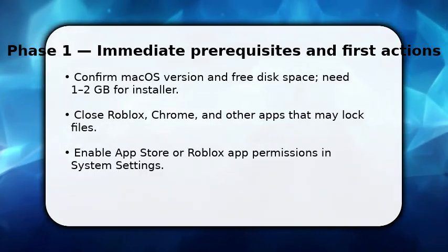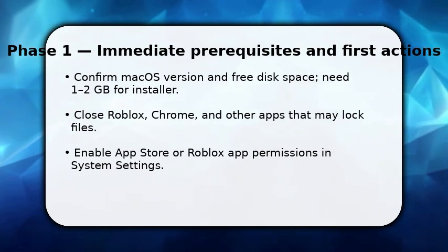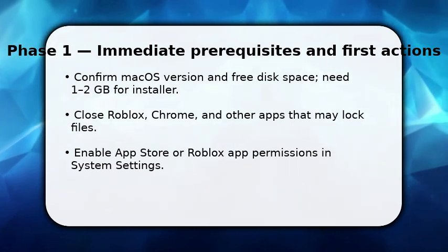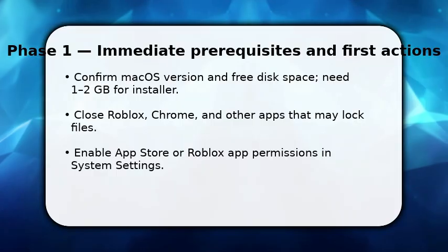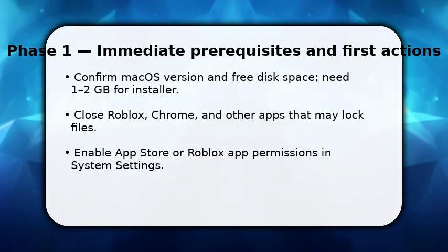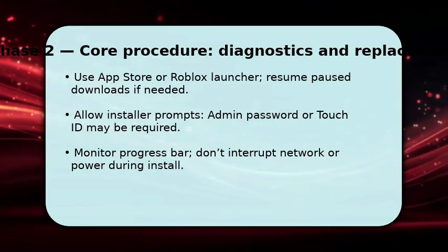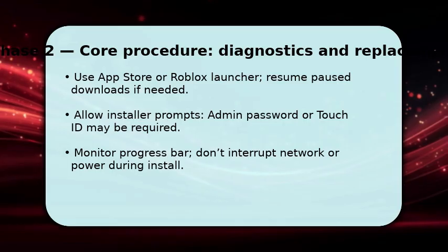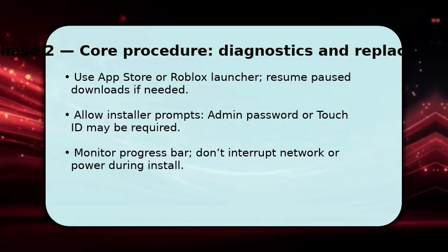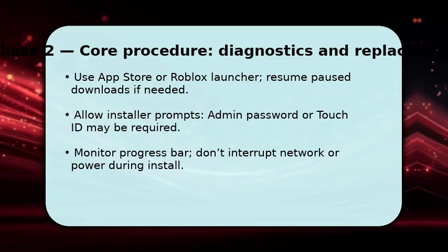This starts the update handoff. You're initiating the process to replace old binaries with the newest stable build. You choose the App Store or the Roblox launcher to download the update. The launcher often auto-detects a new build and prompts you. During download, watch for paused transfers and resume them. Unstable Wi-Fi can stall the file.